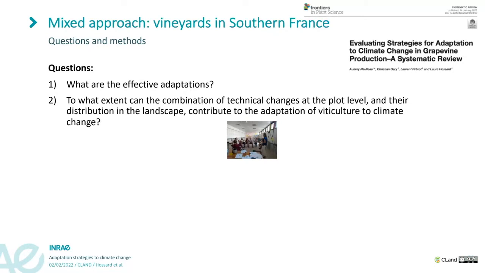These slides are based on the presentation of a PhD student of mine, Audrey Nolot, and it's based on two of her papers. The questions: what are the effective adaptations for climate change of vineyards nationally and internationally, and locally on the specific watershed she was working on, and to what effect can the combination of plot technical changes and their distribution within a watershed help to adapt.